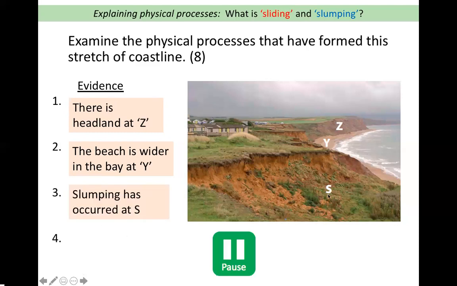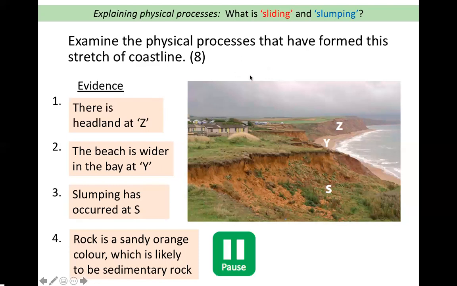Slumping has occurred at S. Now it's slightly harder to see, but we're assuming that this area of land here has not always been at this level. As slumping is, it has slumped down due to the clay becoming saturated. And as I've said in the fourth bit of evidence, this type of rock is likely to be sedimentary because it is orange in colour.